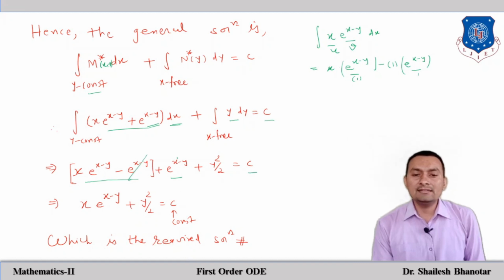Now you can see this is going to be cancelled out, and what you have is x times e raised to x minus y plus y square by 2 is equal to c, and c is nothing but a constant, and this is your final required answer, and it is known as the general solution in fact.